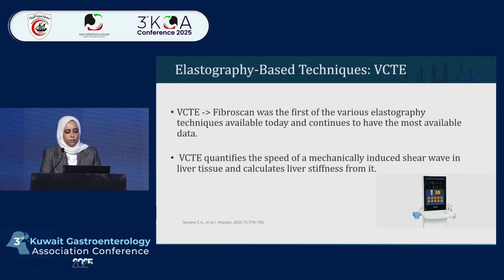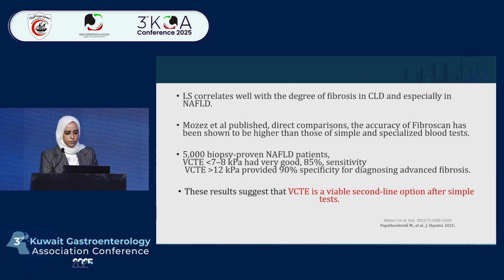Now we come to our current best friend, which is the FibroScan. It was the first of the various elastography techniques available today and continues to have the most available data. It quantifies the speed of a mechanically induced shear wave in the liver tissue and calculates liver stiffness. The liver stiffness correlates well with the degree of fibrosis in chronic liver disease, especially in MAFLD. In the direct comparison published by Moses et al., the accuracy of FibroScan has been shown to be higher than that of simple and specialized blood tests.